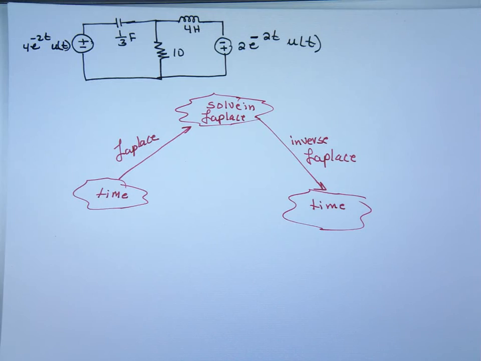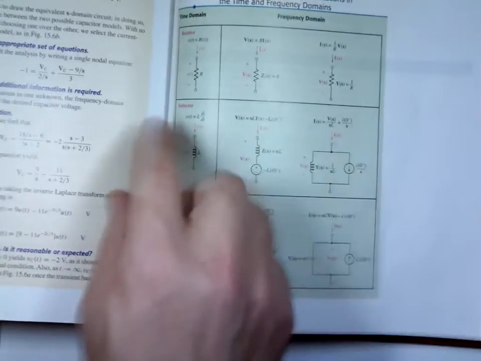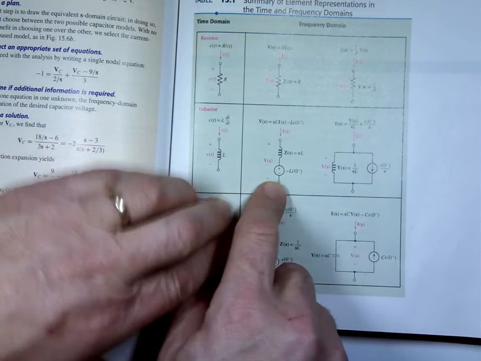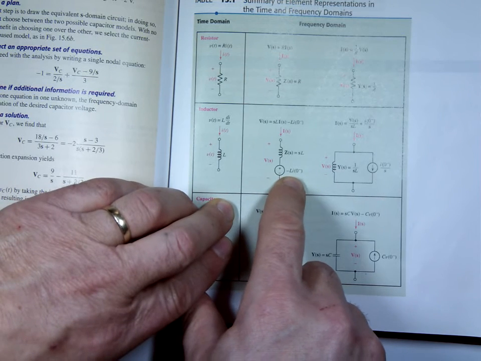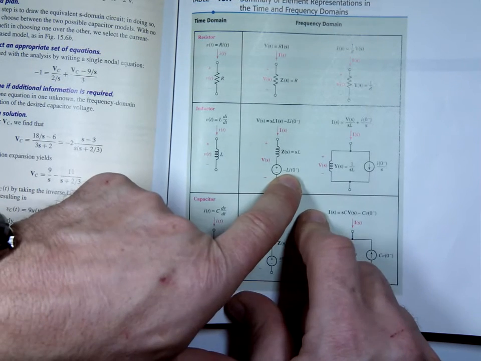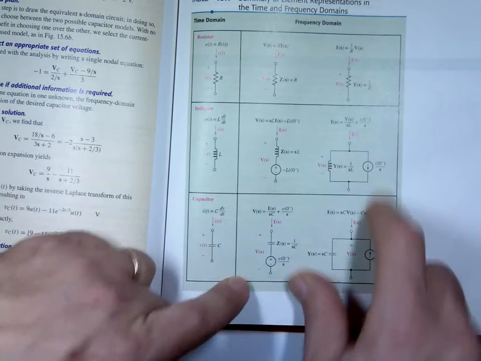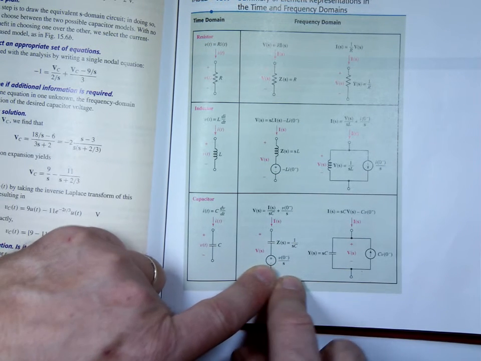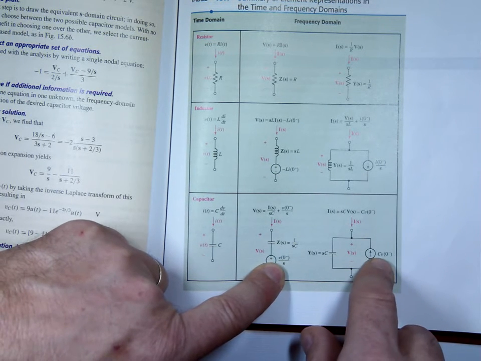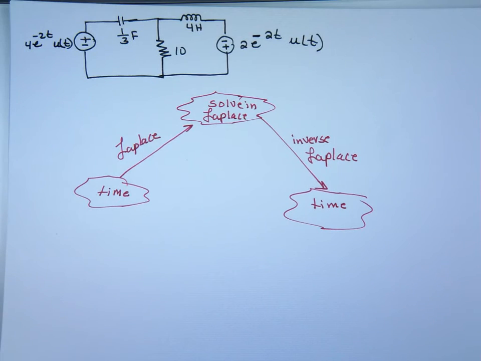Why do I need them? Because right here, when you switch to Laplace, you will need to know the current through the inductor is 0 minus. Can you see that source there? Or right here? And you also need the voltage across the capacitor as 0 minus. Well, we're lucky in this example because both of these are going to be 0.